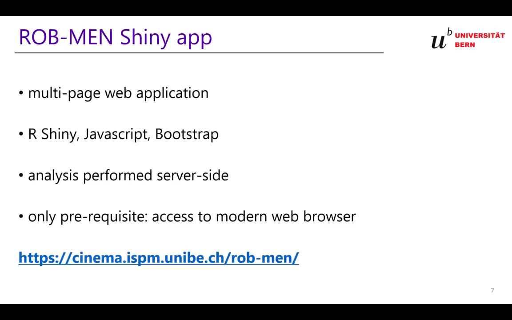The RobMan method is implemented as a multi-page web application with a workflow that intuitively guides users through the process of analyzing the data. The web application is implemented using R-Shiny, JavaScript, and Bootstrap. Once the user uploads their data, all analyses are performed server-side, so the only prerequisite is access to a modern web browser. But let's move on and actually use the app.